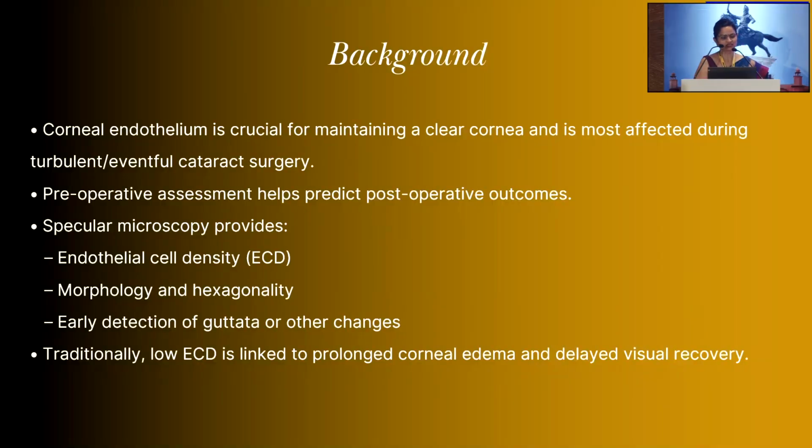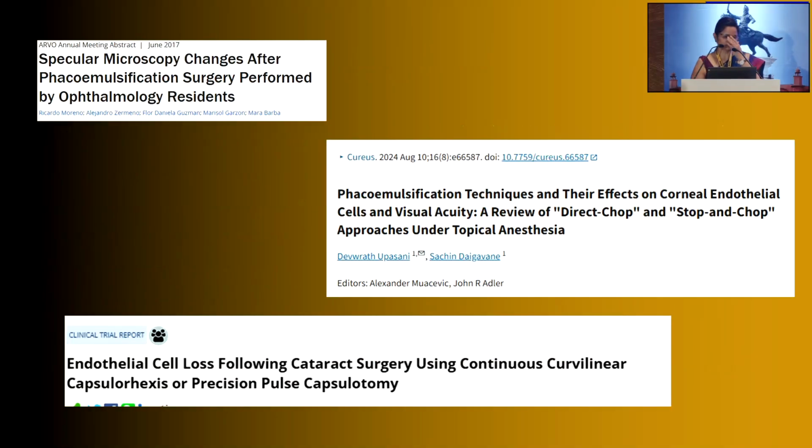Now, the question is, is specular microscopy to be done routinely in a high volume cataract center or not? Traditionally, specular microscopy will give you an endothelial cell density, morphology, hexagonality, and early detection of any guttata or other changes. Traditionally it is linked to prolonged corneal edema. Low endothelial cell density or a large area is linked with prolonged corneal edema and delayed visual recovery.